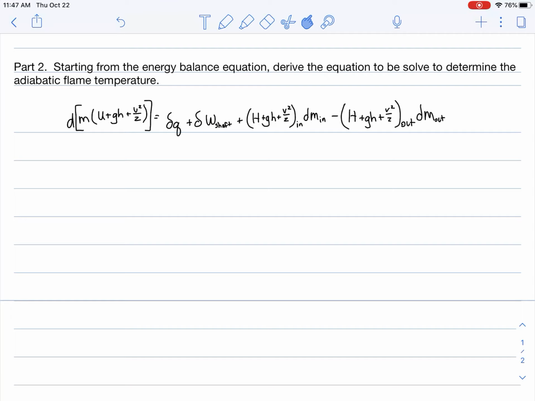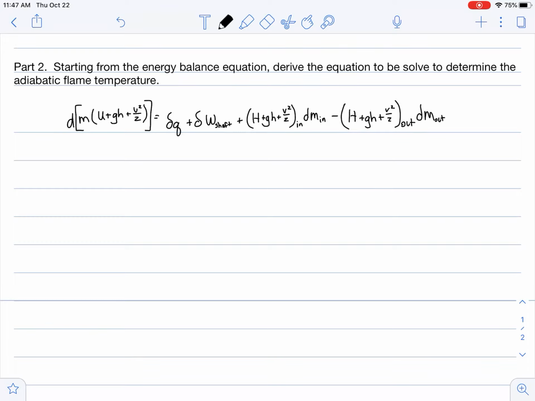Starting from the energy balance equation, derive the equation to be solved to determine the adiabatic flame temperature. Now what I have written here is the energy balance equation that we've been using in class. And we can simplify this a little bit depending on our system.